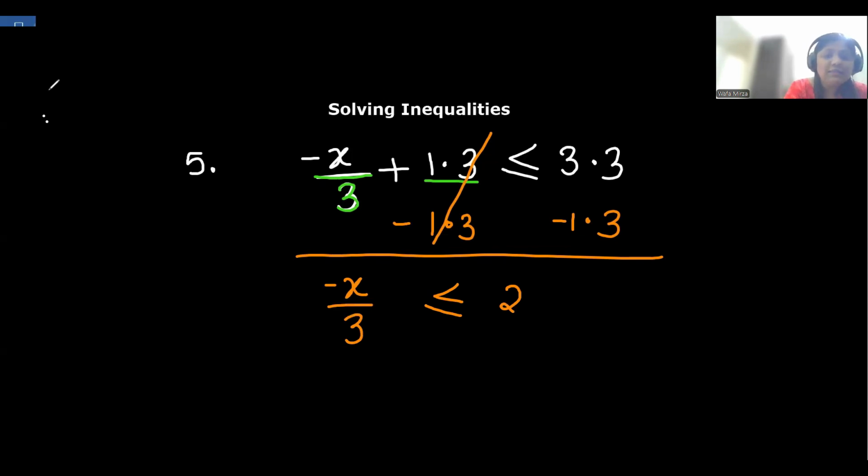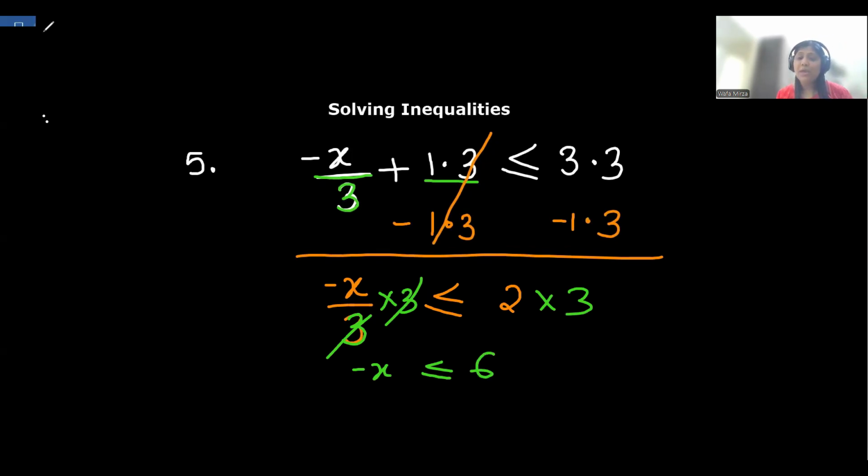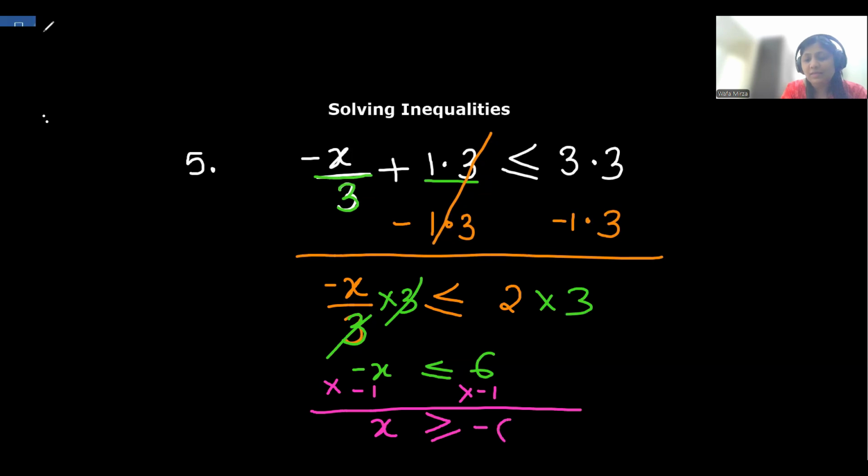Right? Now 3 is in the denominator again. If I want to get rid of this 3, it is in division, so I will multiply with 3 on both sides. 3 and 3 will cancel out. Minus x is less than or equal to 6. But if I want to get rid of this minus sign, I again have to multiply with negative 1. Whenever you are multiplying with a negative number, you have to flip the sign. So minus x multiplied by minus 1 is x. 6 multiplied by minus 1 is minus 6.